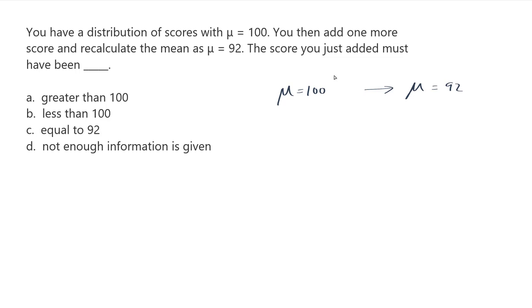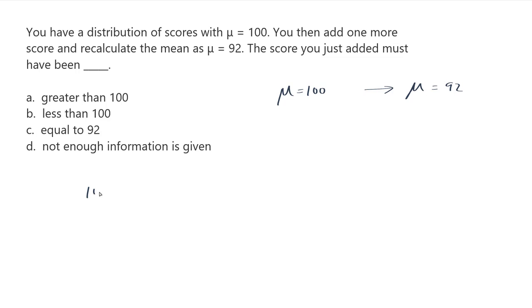Well, let's have a look at what's happened here. Our mean has decreased in value. The mean has gone down. Now, that might seem strange initially. How can the mean go down when we add a score? Well, keep in mind, we're not looking at the new total. We're looking at the new average.